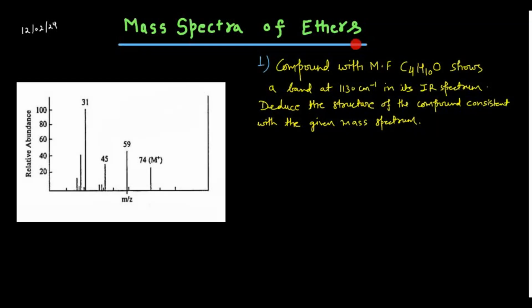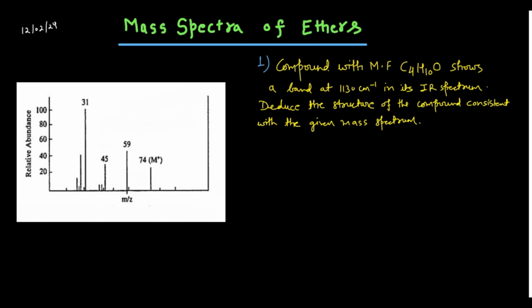But sometimes if you don't have any idea about what the compound is, you may have the question in this form, which I have written on the slide, right? A compound with the molecular formula C4H10O shows a band at 1130 centimeter inverse in its IR spectrum. Deduce the structure of the compound consistent with the given mass spectrum, right?